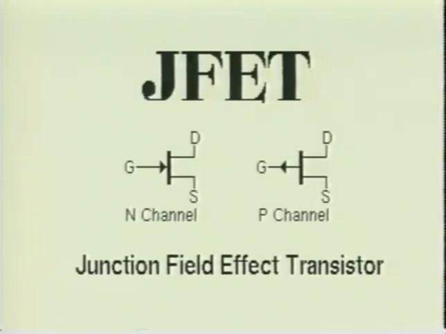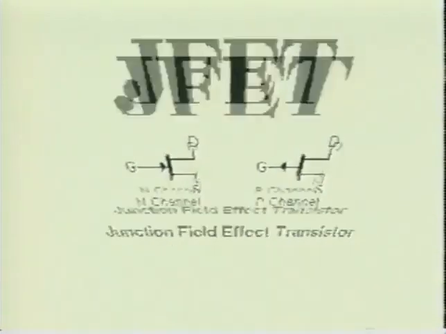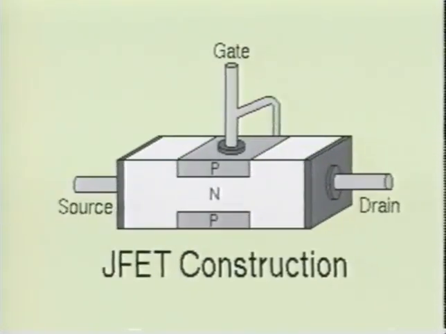Here we see the junction field effect transistor. You will often hear this device being referred to as simply a JFET. The junction field effect transistor is constructed of a bar section of one type of semiconductor material sandwiched between two sections of the other type of material. As you may have noticed, the JFET is also a three-terminal device. It has a gate, drain, and source lead.